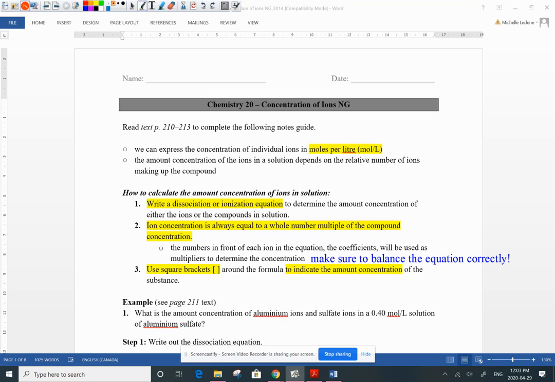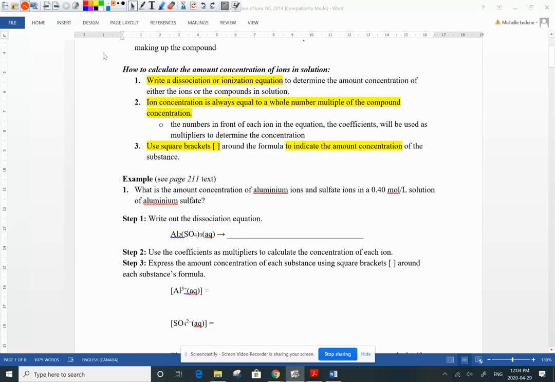And so the concentration of those ions is going to be a multiple of what the original compound's concentration was. So it's kind of like a mole ratio is what we're looking at. And then square brackets is how we indicate that the amount concentration is a moles per liter value. So let's do a couple of examples here.